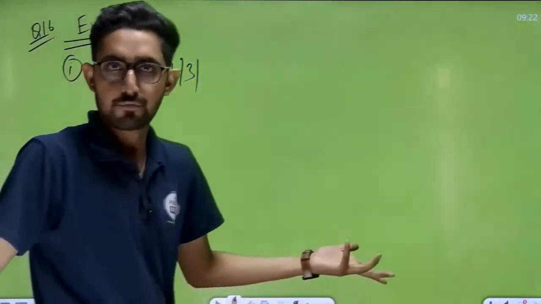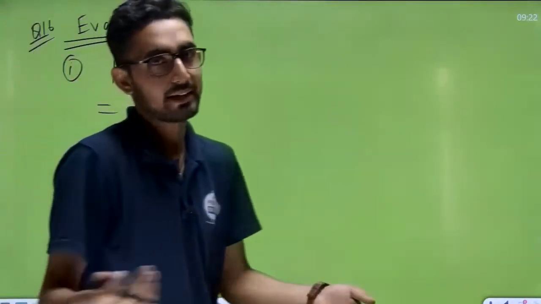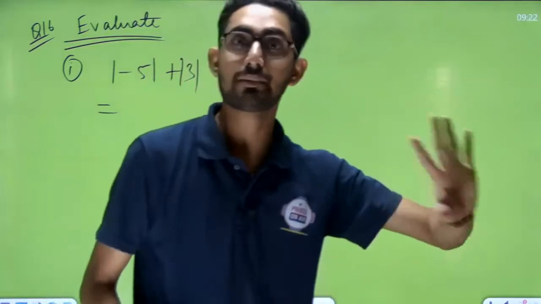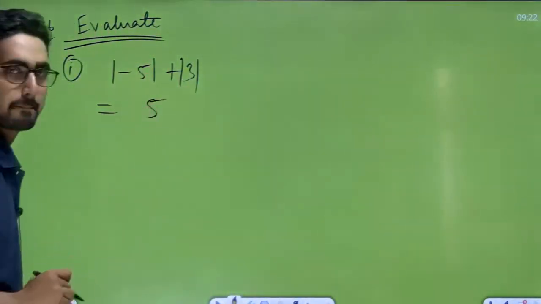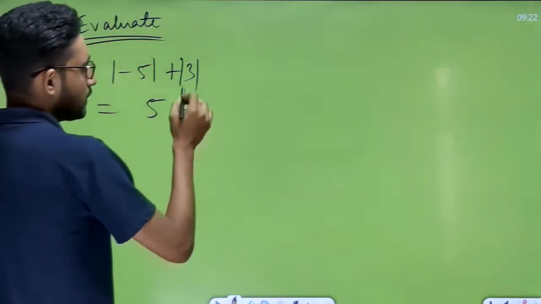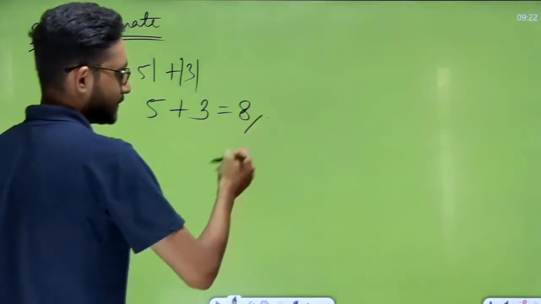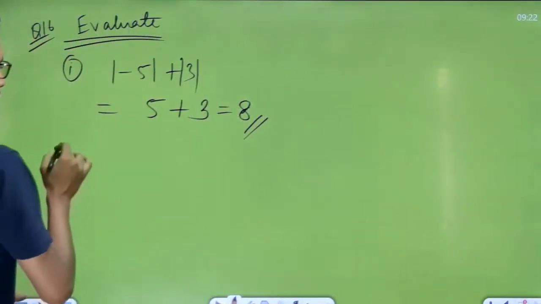Actually, we all know what is the value of mod minus 5, and I know in my class all of you know. If you are attending my class daily from the first day, then obviously everyone knows the answer. What is the value of mod minus 5? 5 only. And what is the value of mod 3? That is 3. So 5 plus 3 is equal to 8. Done.